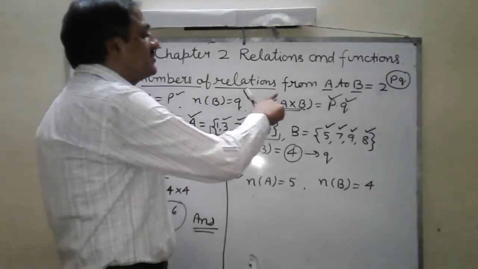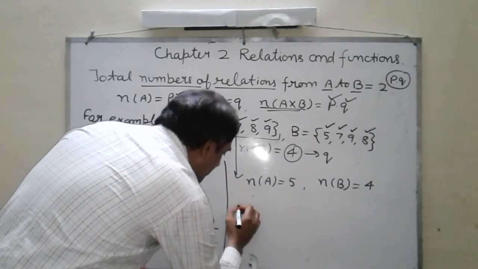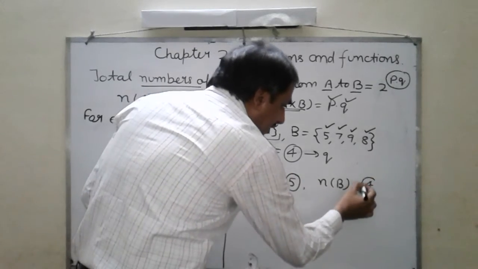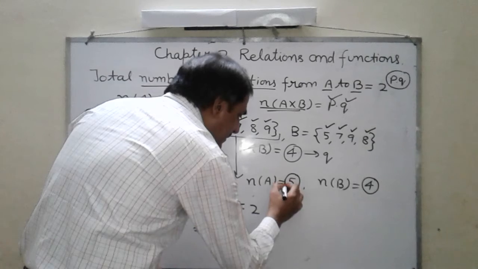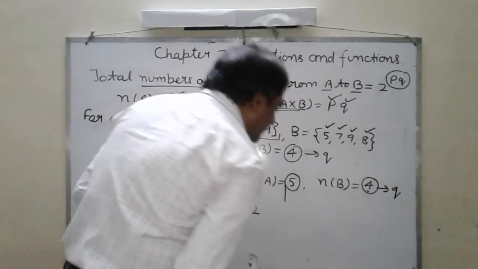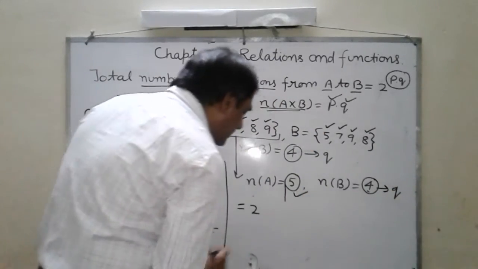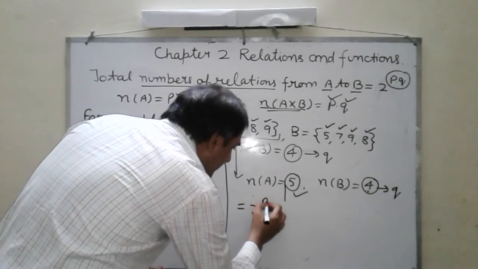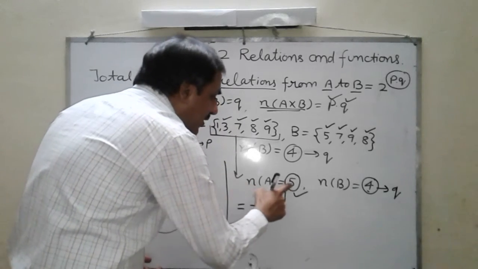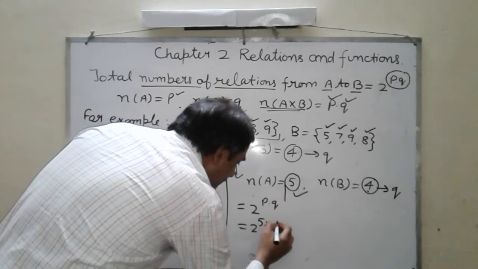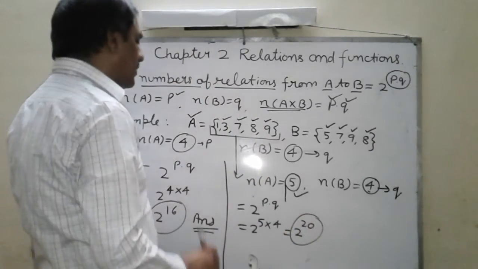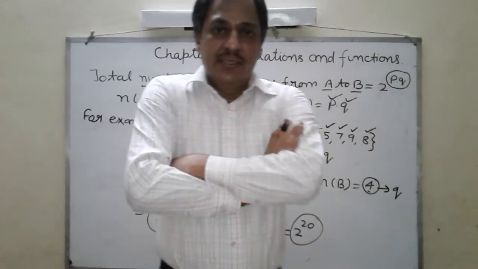So the total number of relations from set A to set B is equal to how much? The total number of relations from set A to set B is equal to 2 to the power P into Q. This is the value of P and this is the value of Q. So 2 to the power P into Q. The value of P is 5. 5 into 4 is equal to 2 to the power 20. This is the total number of relations from set A to set B. Thank you children.